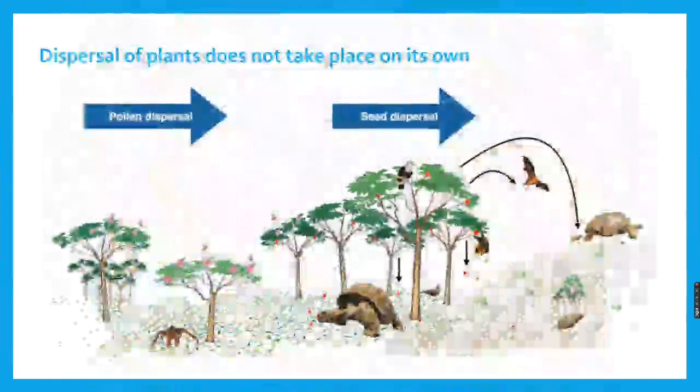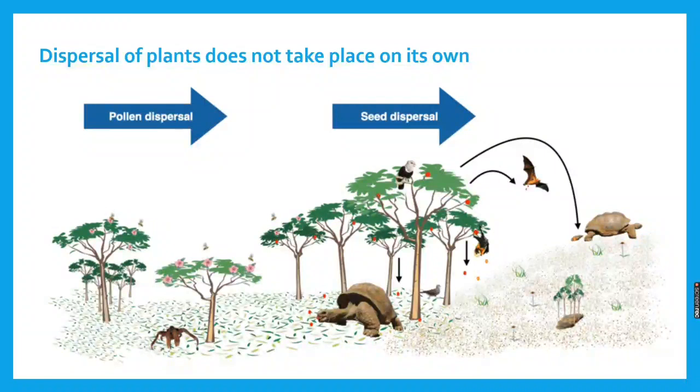Now the fourth and main disadvantage is that the dispersal of plants does not take place on its own. Remember this. The dispersal of plants does not take place on its own. It requires some agents to disperse. The first agent is the wind pollination, then the second is water pollination, and third is insect pollination. So this is how the dispersal of plants takes place, and it does not take place on its own.